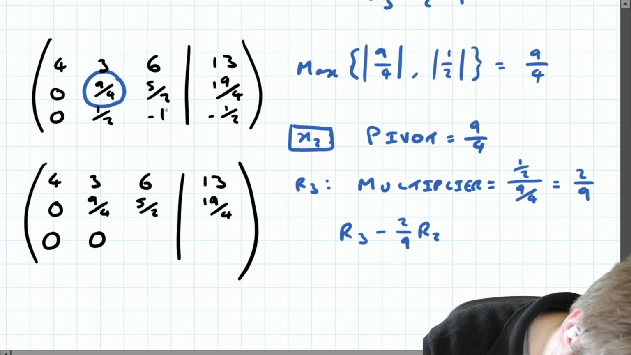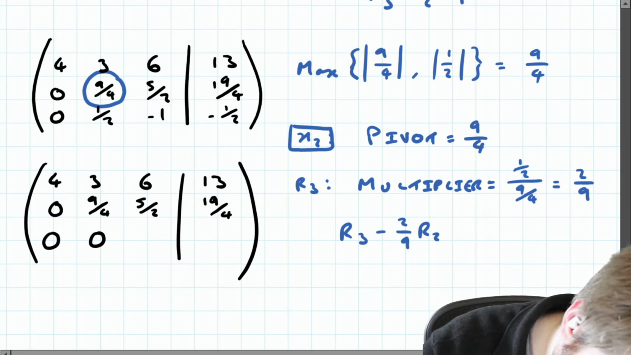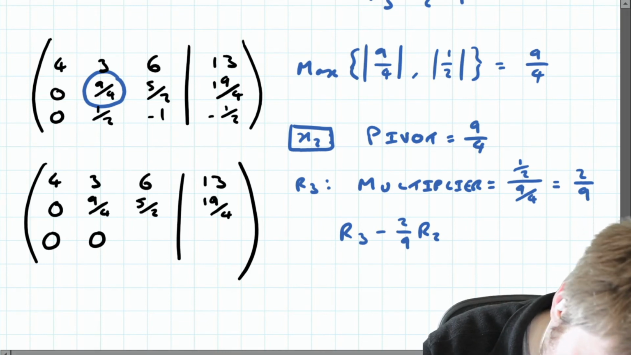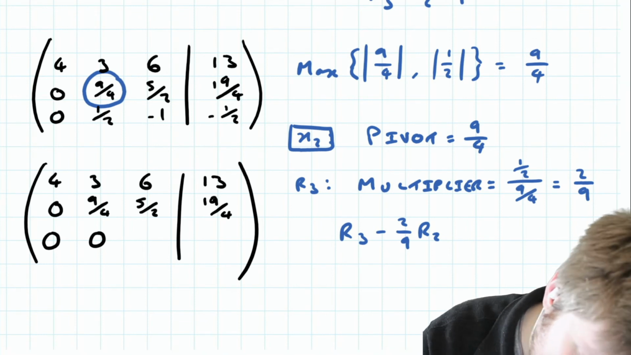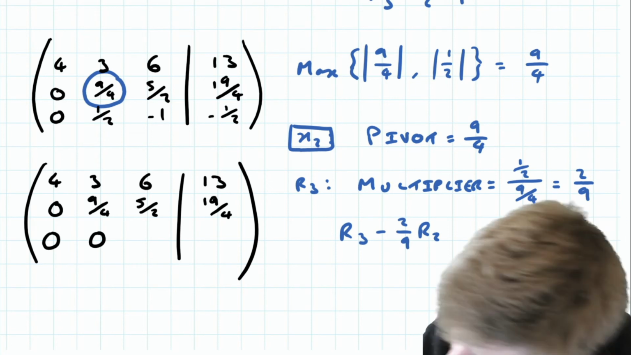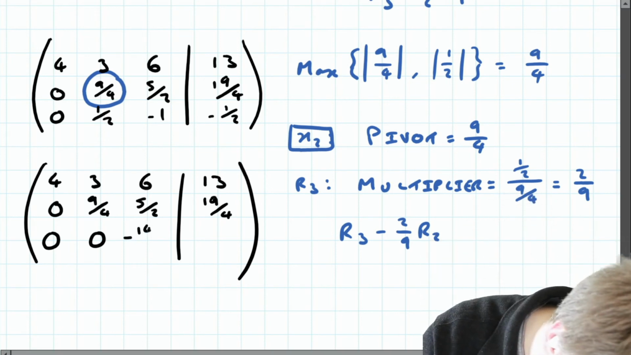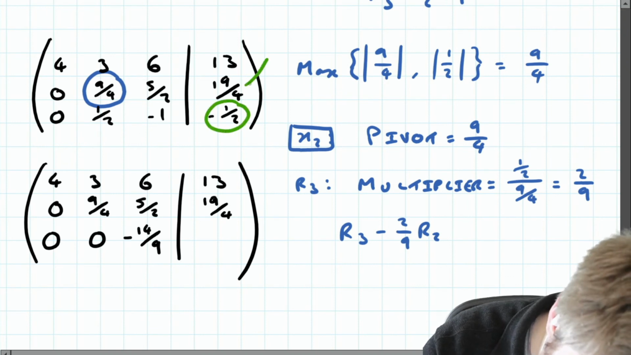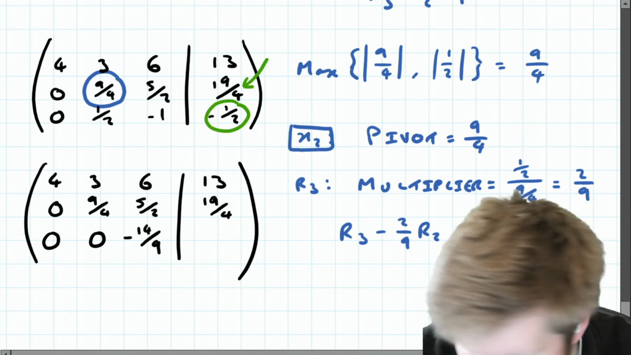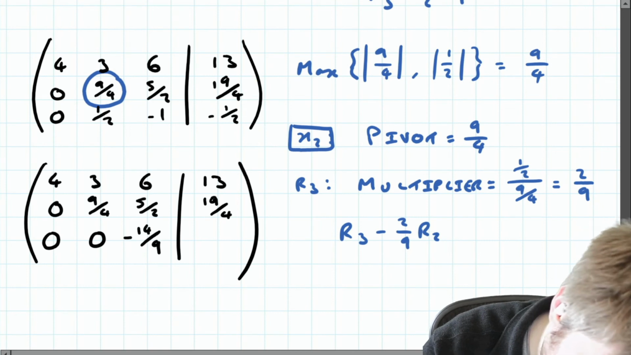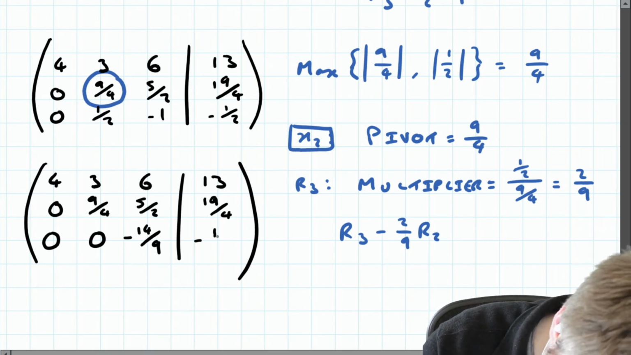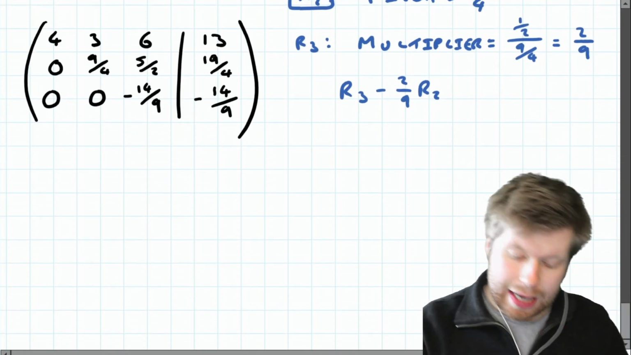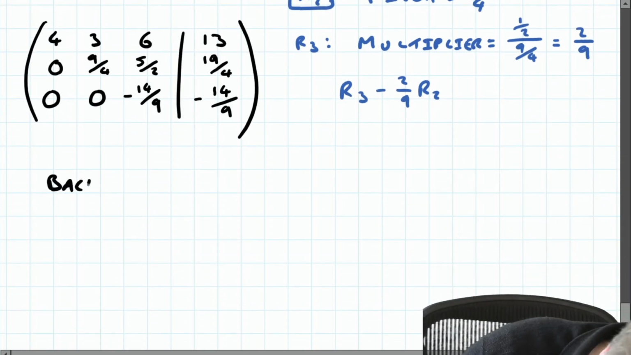Next up I need to take -1 and take away 2/9 of 5 over 2. That's going to give me -14 over 9, just sticking that into the calculator. And then finally, -1/2 take away 2/9 of 19 over 4. That comes out as -14 over 9. Cool. So now I've finished the second step of my forward elimination method. Now I can move on to the back substitution method.